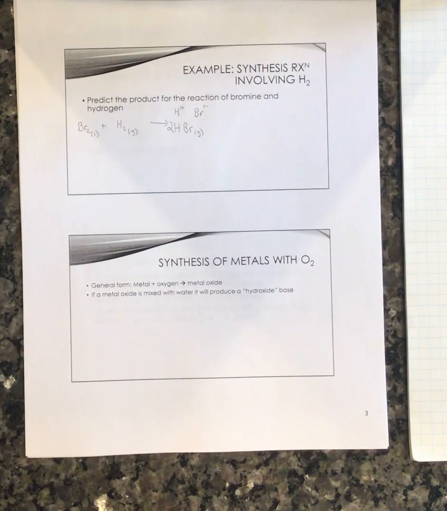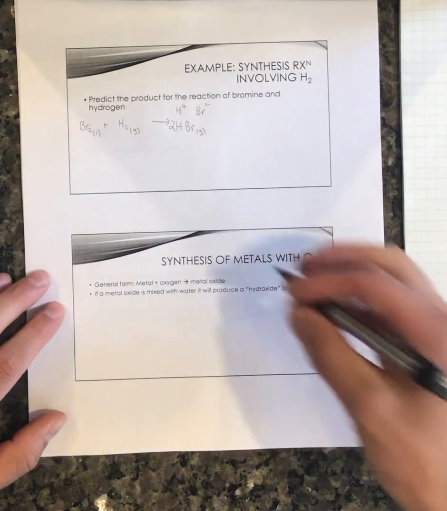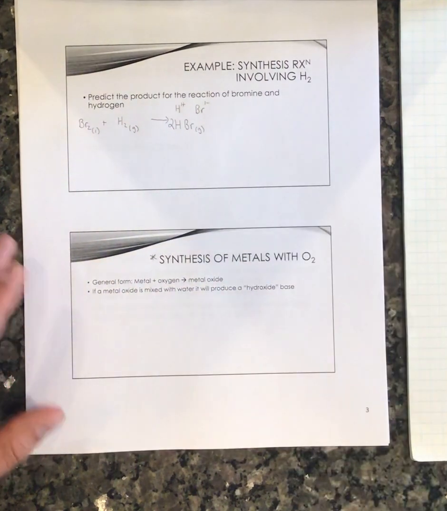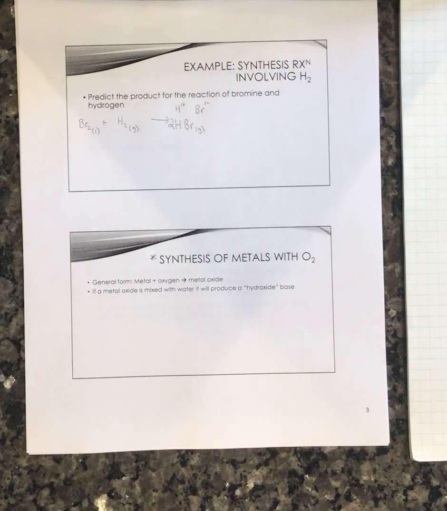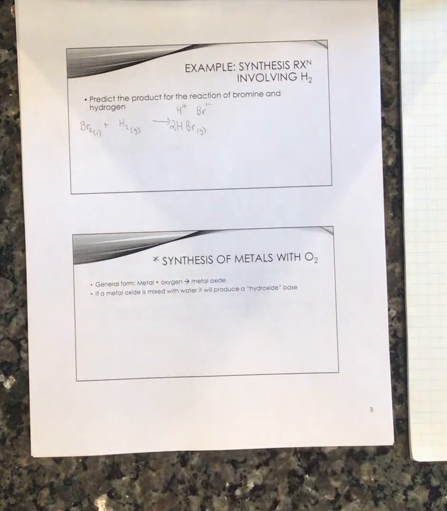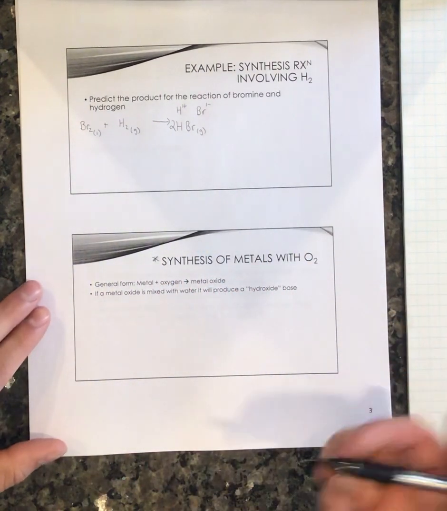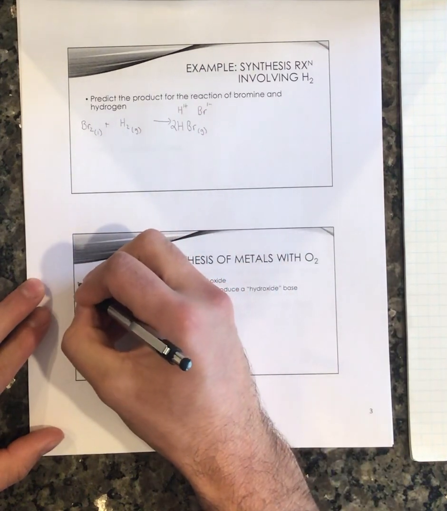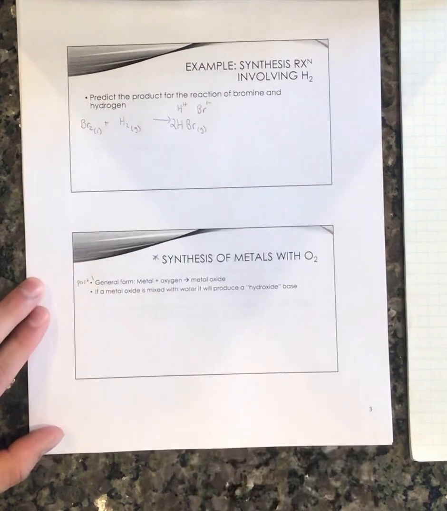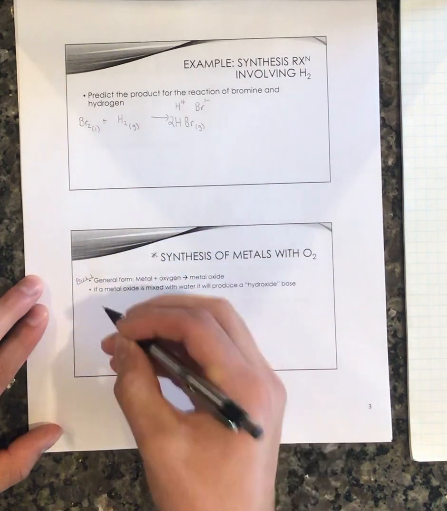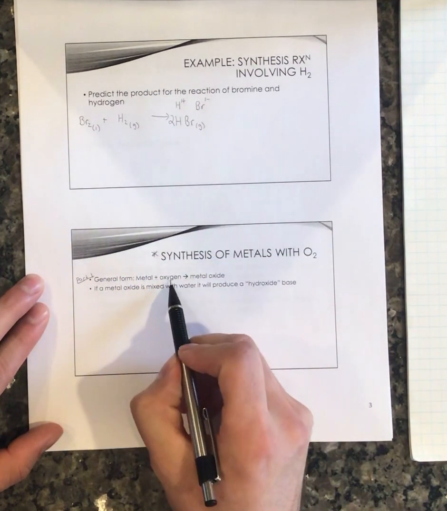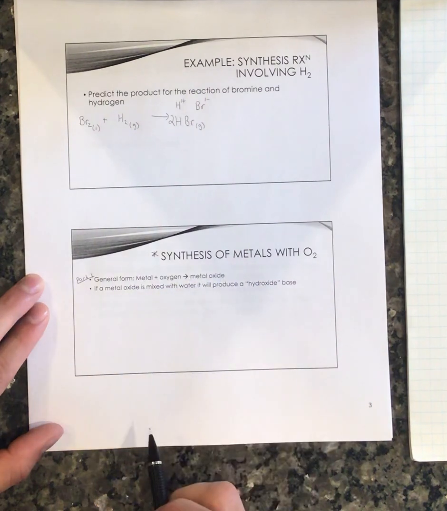So let's keep on moving along here. Our next special case is synthesis with metals with oxygen. We'll be seeing this one quite a bit, so you want to make sure that you are paying attention. What I'm going to ask you to do, if you have these notes printed off or if you're writing them out, is that there are 2 parts to this question. The first part is this here, and I'm going to put part 1. This is the first bullet point: a metal and an oxygen will make a metal oxide.